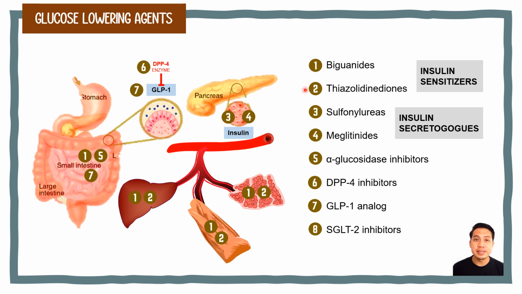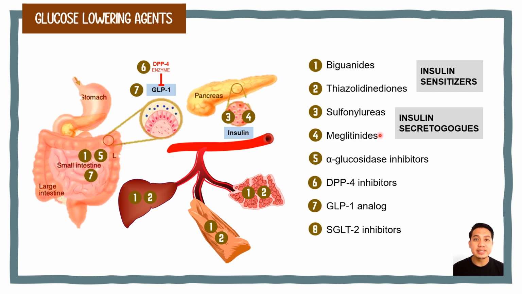As you can see here, biguanides and thiazolidinediones are insulin sensitizers which increase the glucose uptake by the muscle cells and by the adipose tissue, and besides reduce the production of glucose in the liver. Thus, these drugs are known as insulin sensitizers due to primarily lowering the glucose level by their action on the liver, muscle, and adipose tissue.